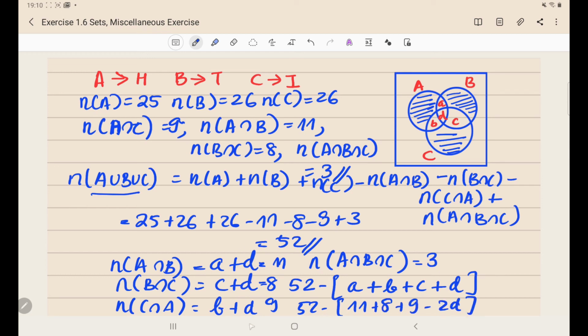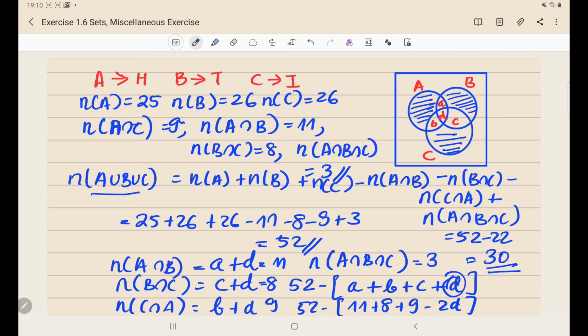Because in each of these you can see that 3 D's are added, but for our problem we have only 1 D. So I have subtracted 2D. And so you will get in the end 52 minus 22, that is equal to 30. So there are 30 people who read exactly one newspaper.